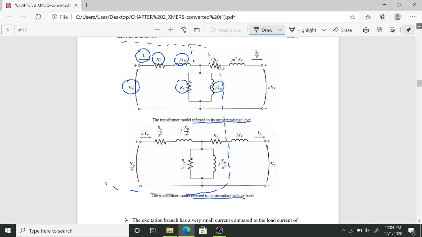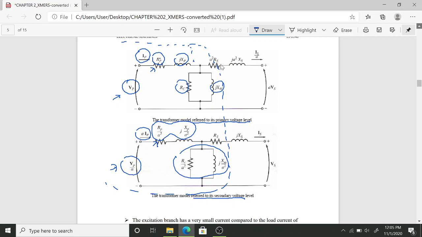Nothing changed. Alright, but when it comes to the model referred to the secondary voltage, your voltage at the primary becomes VP over A, IP times A, and both equivalent primary parameters are divided by A squared, and also the RC and XM are divided by A squared. So this is the comparison between referred to primary voltage and referred to secondary voltage. You can see the difference in terms of VP and the equivalent parameters.